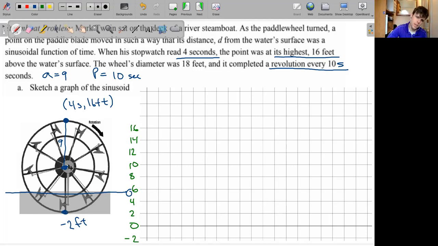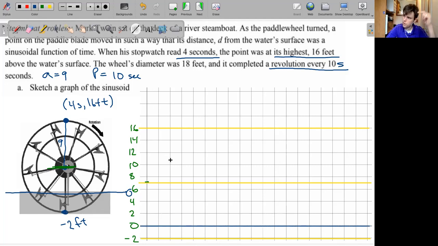That'll be our maximum. We didn't really talk about where this midline will be. So it'll be 9 feet below the maximum, which is actually at 7. So our midline is going to be here at 7. Let's go ahead and draw in a couple guiding lines for our graph. So maximum is up at 16. Midline is here at 7. And the minimum is down at -2. And obviously 0 is the water surface. So maybe that's useful to think about. I'll just draw blue here just to remember that that is the water surface. So once we go below that, the paddle is actually going into the water.